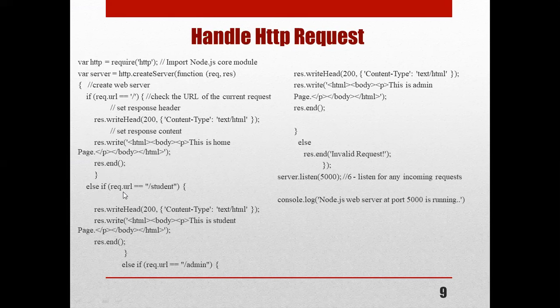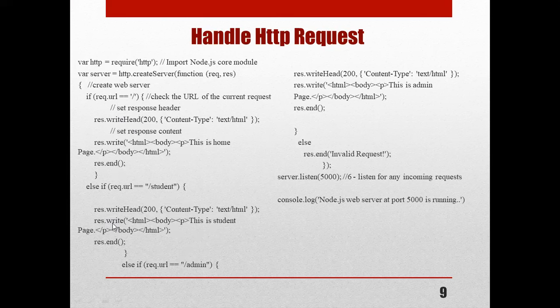Else if we are going to check it's for another page, that is request.url equals "/student". For that page we are going to write the response header and set the content. Similarly to what we have written for the current request, we are going to write for another request here: response.writeHead(200, content-type text/html). Then we are going to write the content for that response.